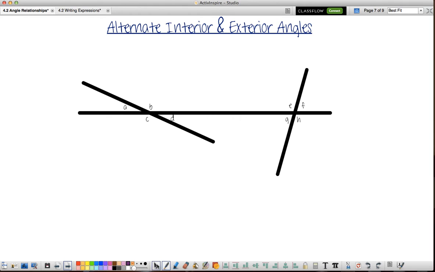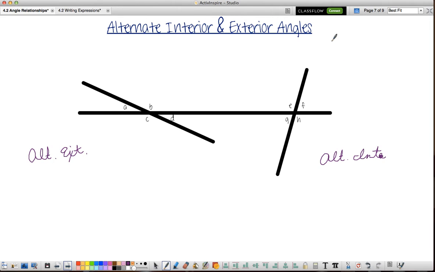Same picture, but now we're going to do alternate interior and exterior angles. So I'm going to abbreviate: alternate exterior, and alternate interior. All right, so even though it's not as nicely drawn with this one, B, E, D, and G.